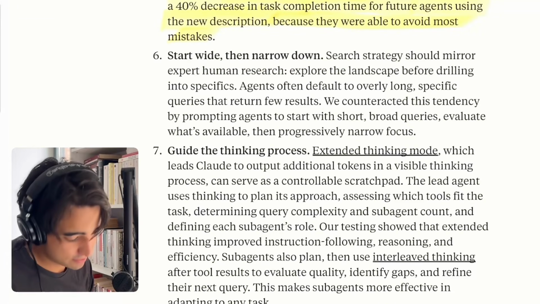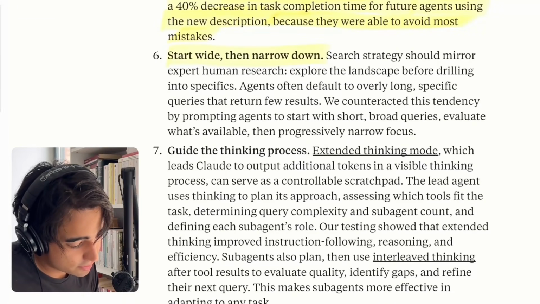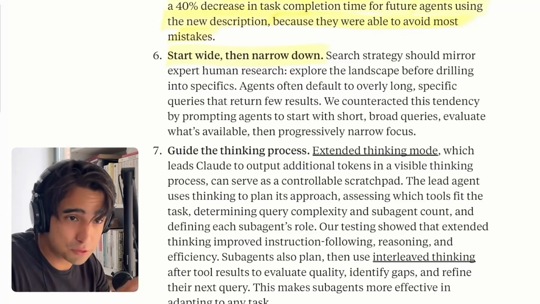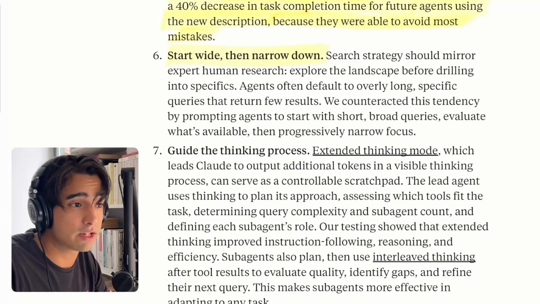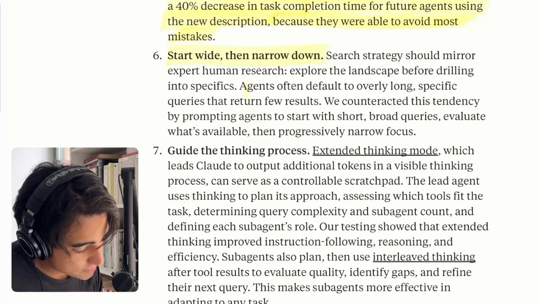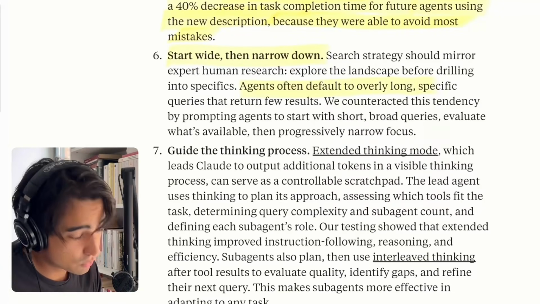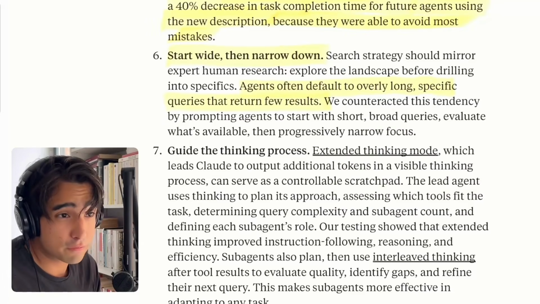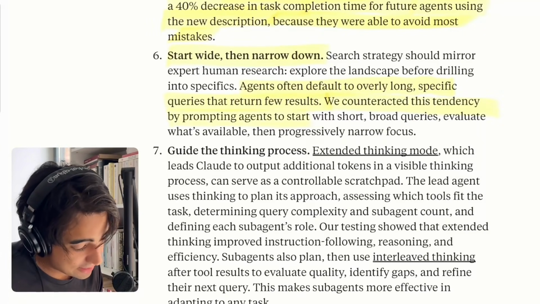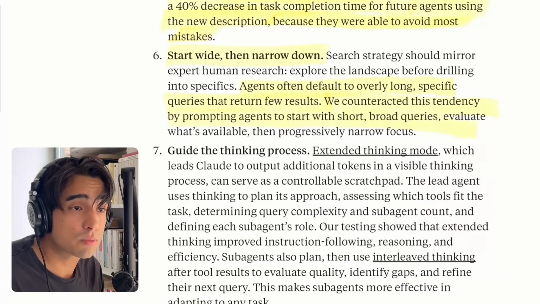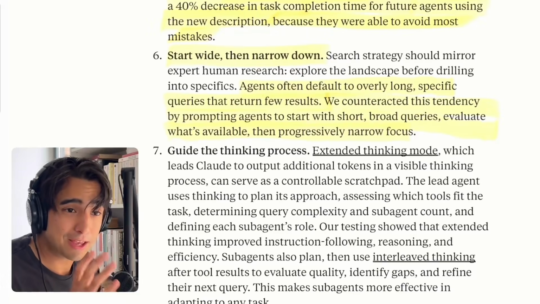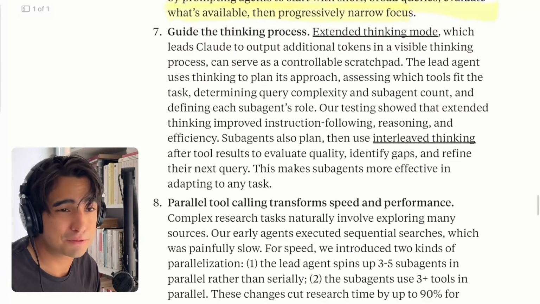We also have this piece of advice right here saying, start wide, then narrow down. Of course, this is something that you would want to add to your prompt. I mean, just to be clear, everything that I am mentioning right here are things that you want to include in the prompt that you're adding to your agent, right? So it says right here that agents often default to overly long, specific queries that return few results, and that probably is a problem. So they counter this by prompting the agents specifically to start with short, broad queries and evaluate what's available, and then progressively narrow focus. Again, this is something that they added to the prompt itself to make it work.